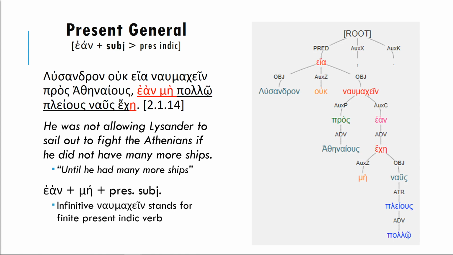Ean plus me plus the present subjunctive. Clearly the verb upon which it depends, naumachein, is in the infinitive, but it stands for a finite present indicative verb.